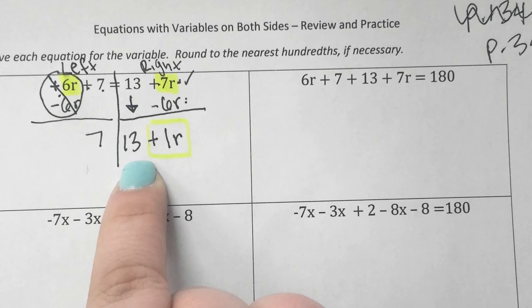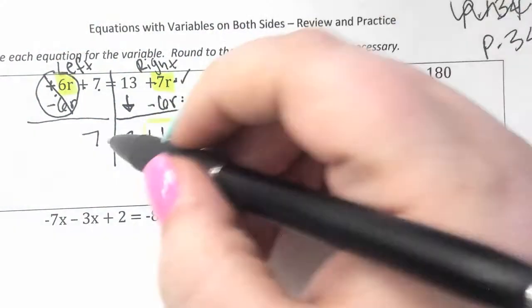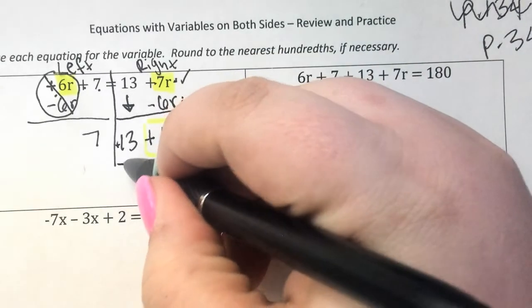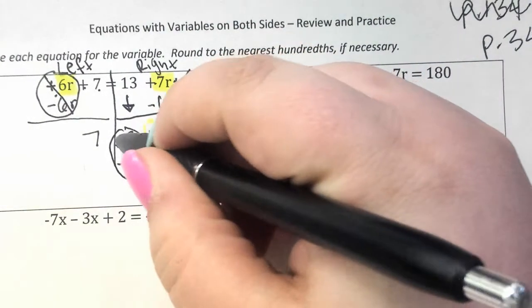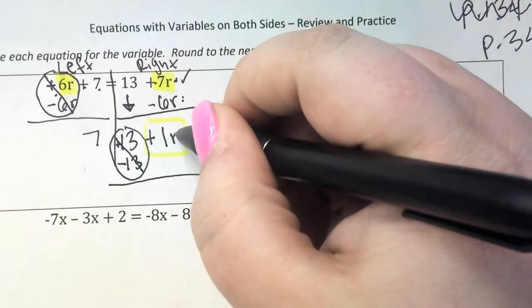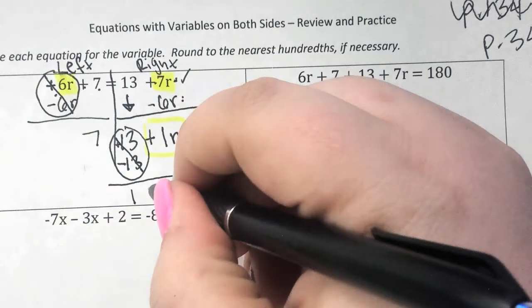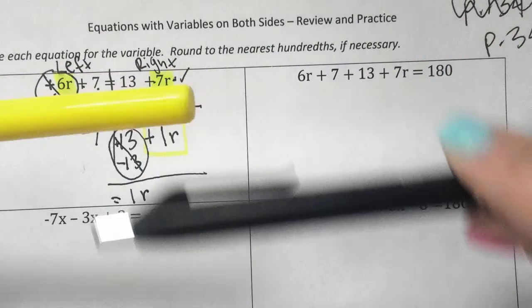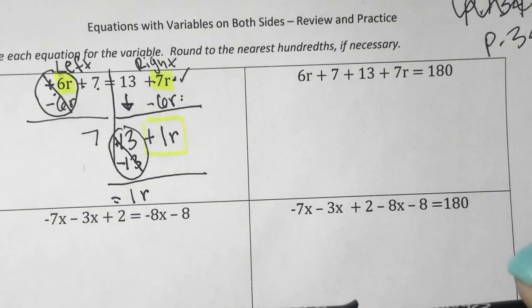What is it? 13. Is that a positive 13 or a negative 13? Well, how do you undo a positive 13? Minus it. And I'm minusing it because what is 13 minus itself? 0. And 0 plus 1r is 1r. Well, again, we had a balanced equation. We took away 13 from the right side. What do I have to do to the left? Same exact thing. So what am I going to write on the left side?